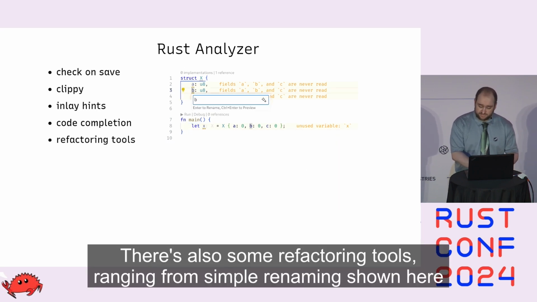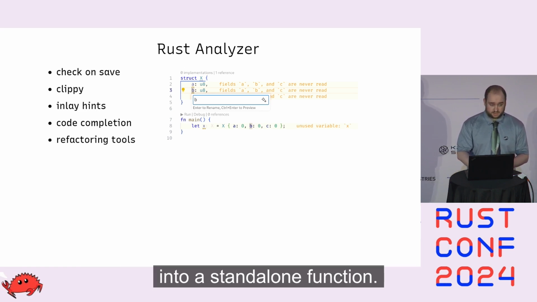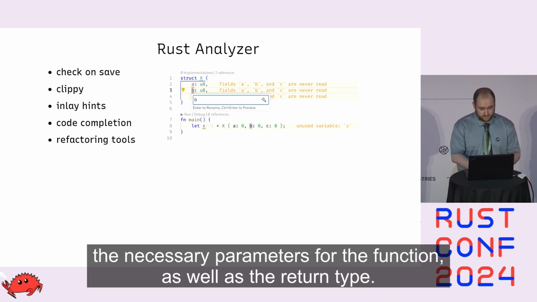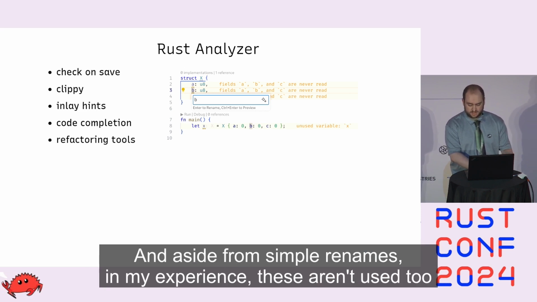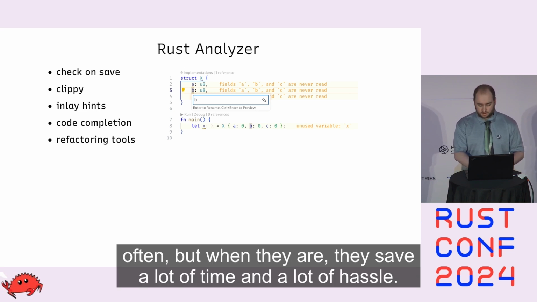There's also some refactoring tools, ranging from simple renaming, shown here, to more advanced options such as extracting a block of code into a standalone function. And when you do that, it will automatically determine the necessary parameters for the function, as well as the return type. And aside from simple renames, in my experience, these aren't used too often, but when they are, they save a lot of time and a lot of hassle.